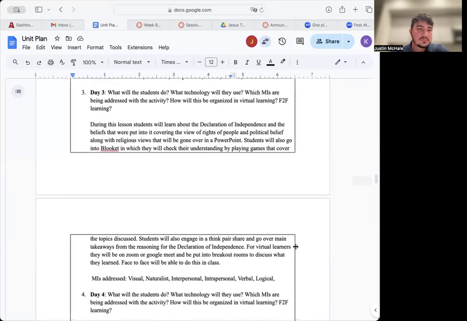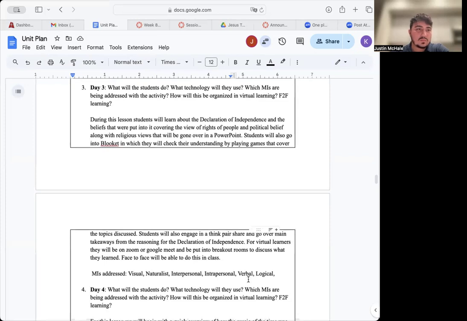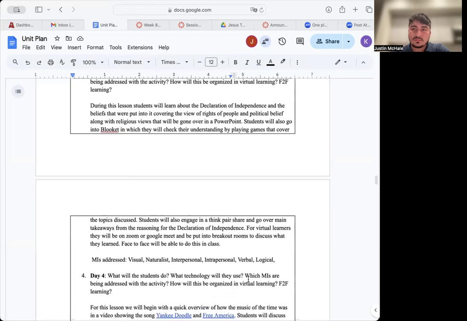Day three is they're going to be going over the Declaration of Independence. So this is where we're going to be going into the beliefs of what was put into the Declaration of Independence, including their view of people's rights, political beliefs, and religious beliefs. So in this one, we'll be using Blooket. After we get done going over a PowerPoint, students will be able to use Blooket to have a more engaging and fun way of going over what they learned in class.